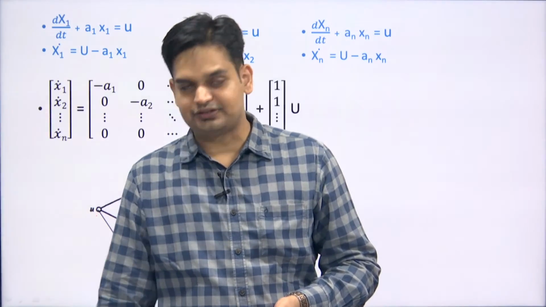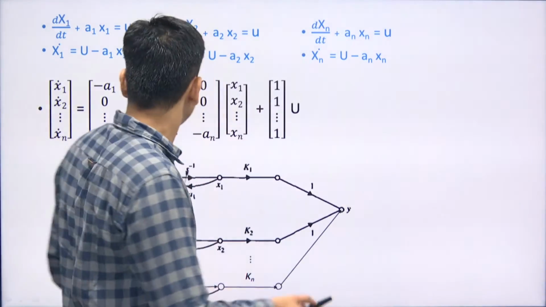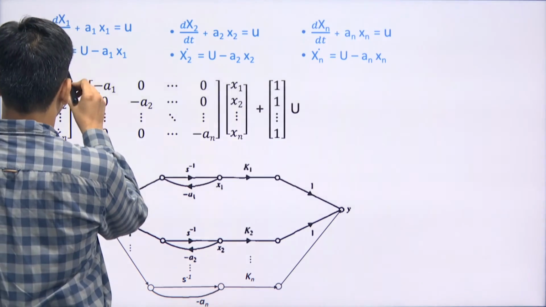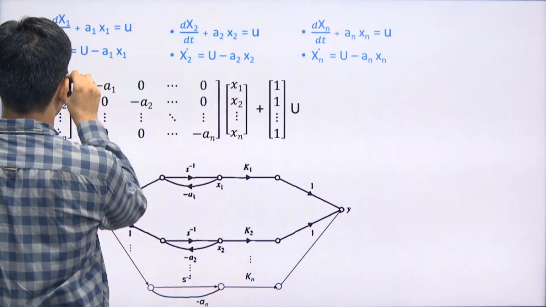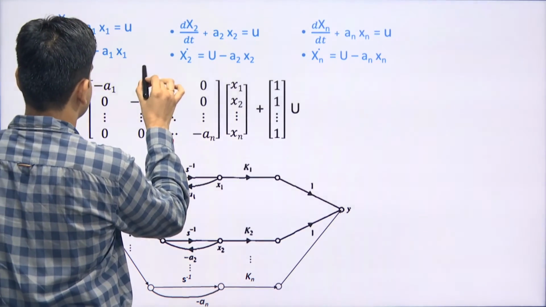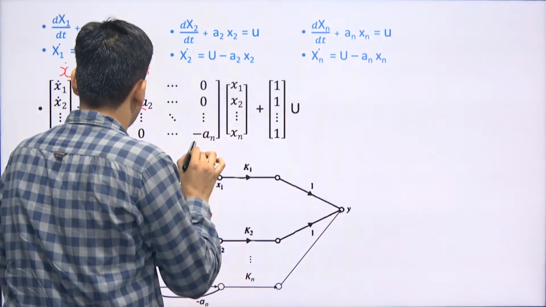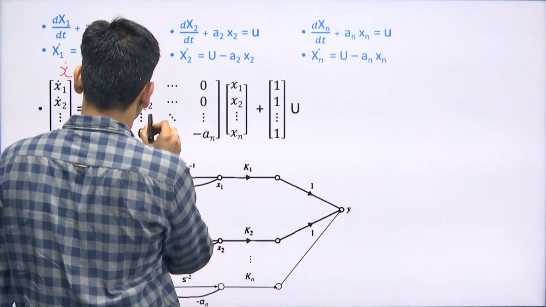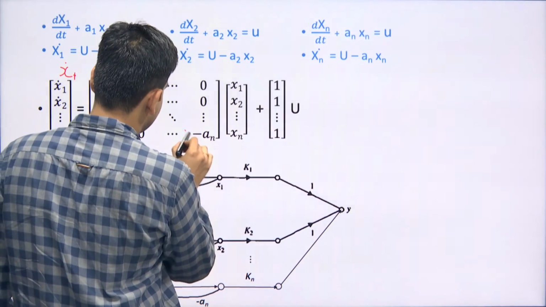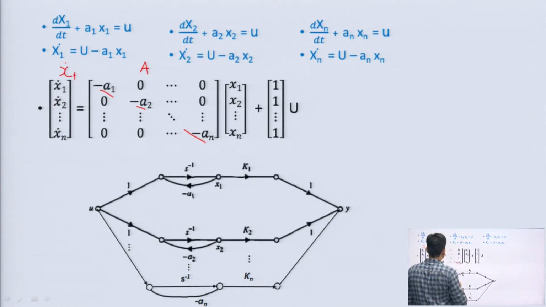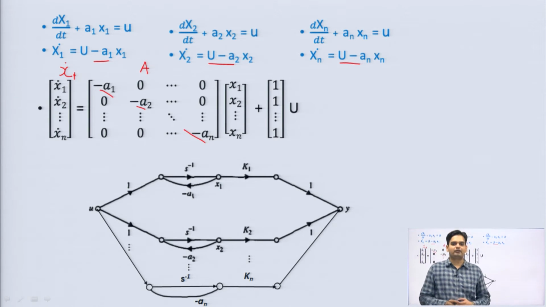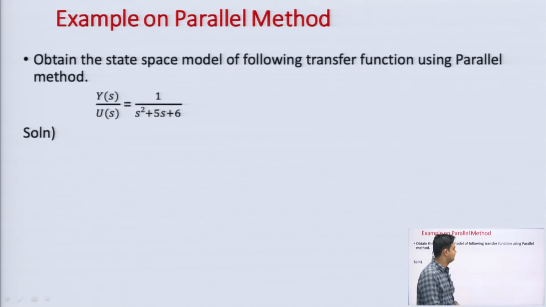If you remember, last time we derived this matrix: this is the derivative of the state vector, x dot, and this is the A matrix. If you observe the A matrix, it consists of minus a 1, minus a 2, up to minus a n as the diagonal elements, which come from these equations. Whenever we solve a problem like this, these parameters are the poles of the system. With the help of this example we would like to see this.